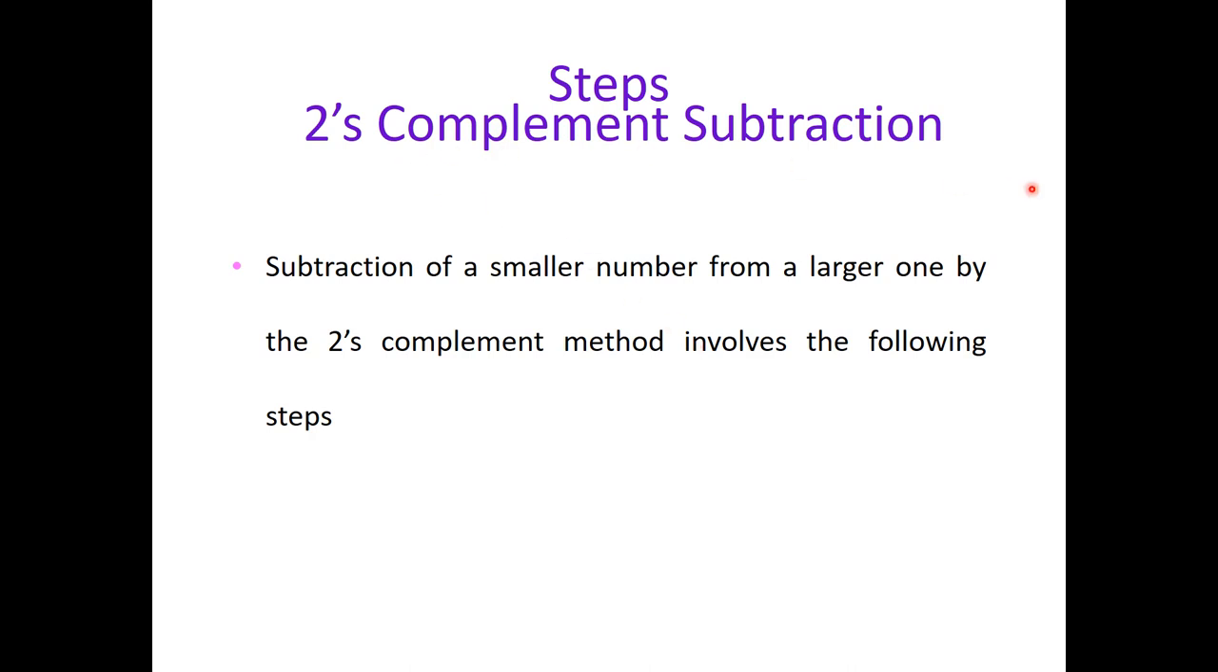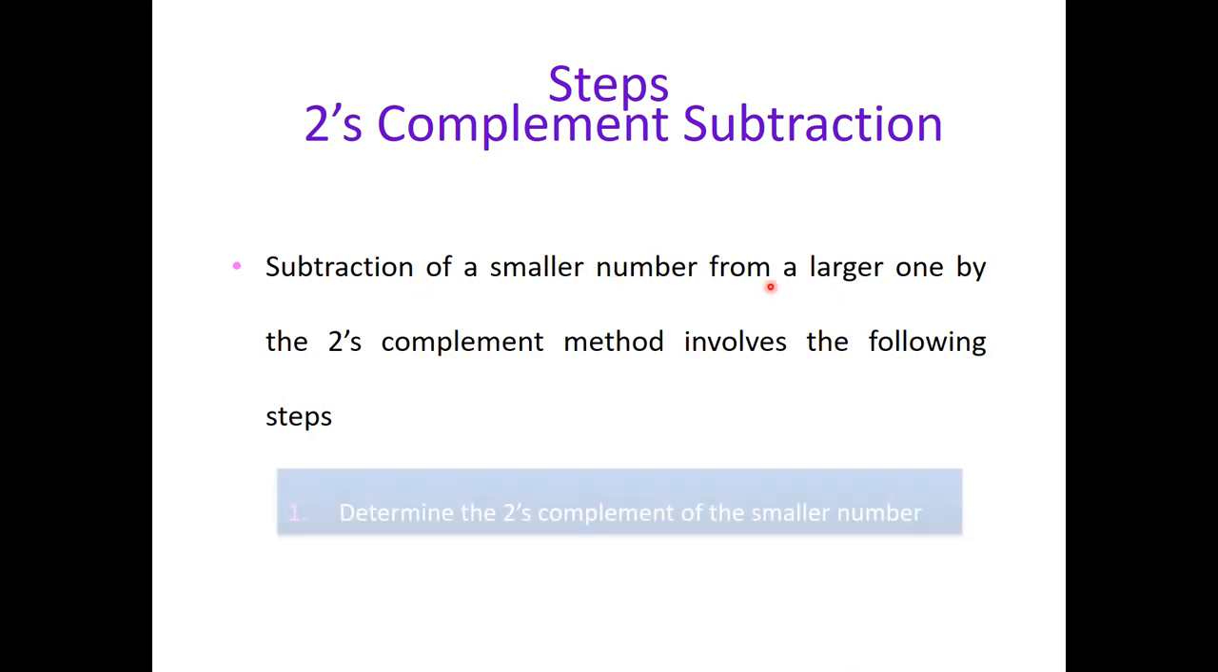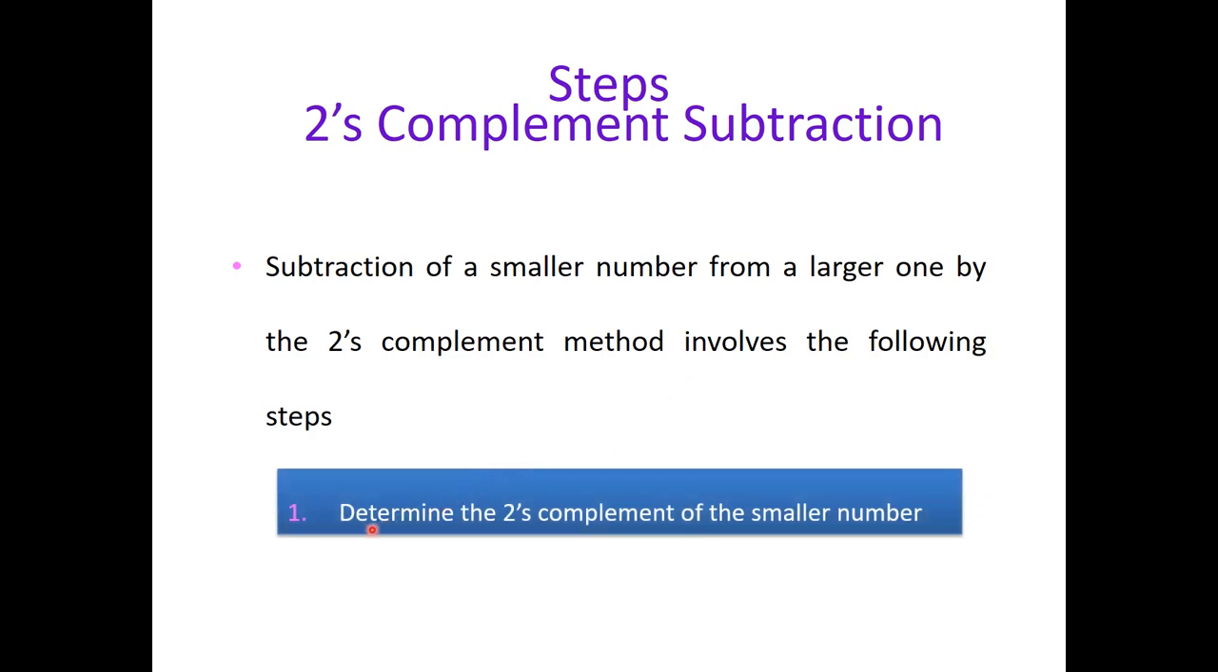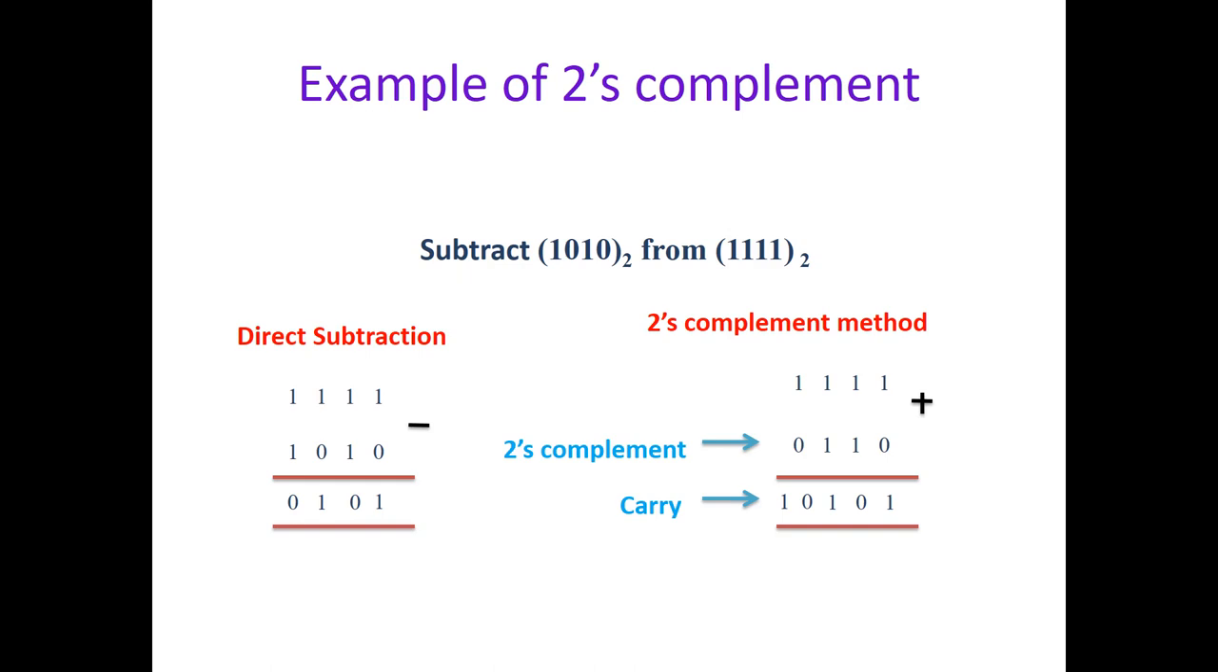Now for twos complement subtraction, the following steps. Subtraction of a smaller number from a larger one, which is case 1, is as follows. Same methodology: determine the twos complement of the smaller number, because now you are doing r's complement. Add this to the larger number. Omit the carry, because there will always be a carry in this case. You don't have to do anything. So twos complement subtraction is much simpler than ones complement subtraction. That's why in computers, most of the time, the twos complement method is used.